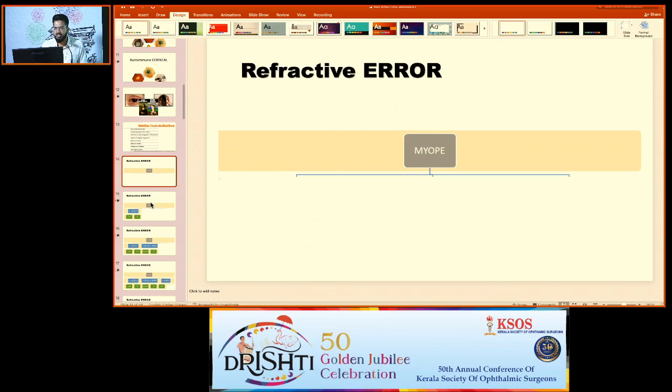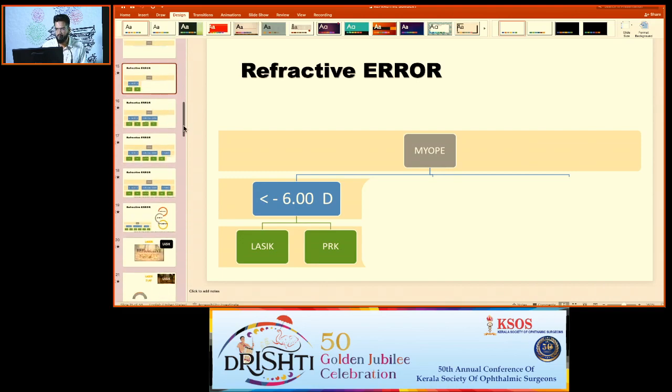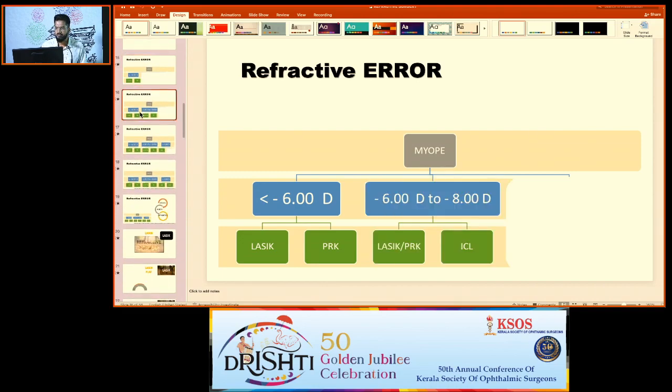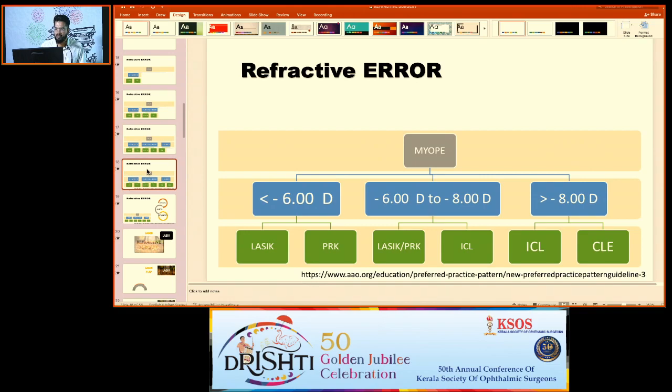So the refractive errors that should be corrected with laser-based procedures are when the powers are less than -6 diopters, and between -6 to -8 we can use laser-based as well as intraocular collamer lenses, and when the powers are above -8 we can usually opt for intraocular collamer lenses, because there are higher possibilities of post-LASIK ectasias or regression of the powers. And if the age is above 40, we can also recommend clear lens extractions.